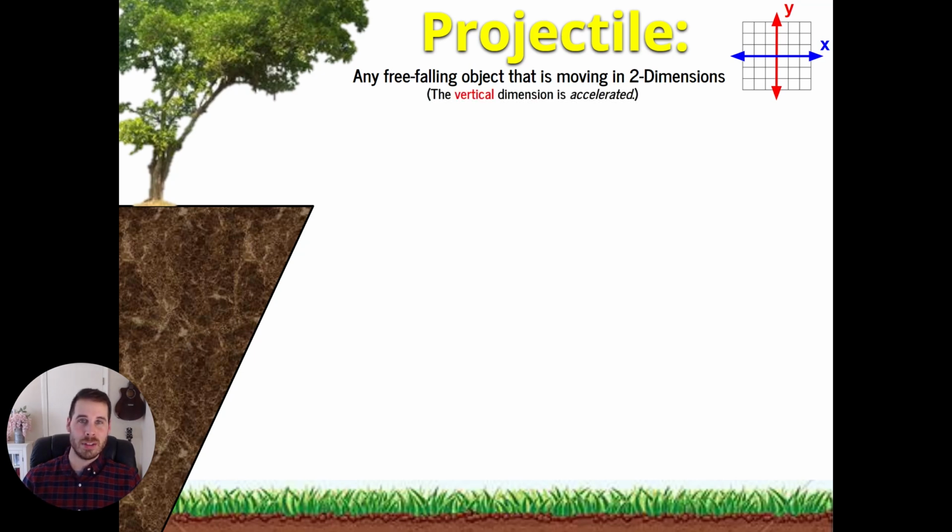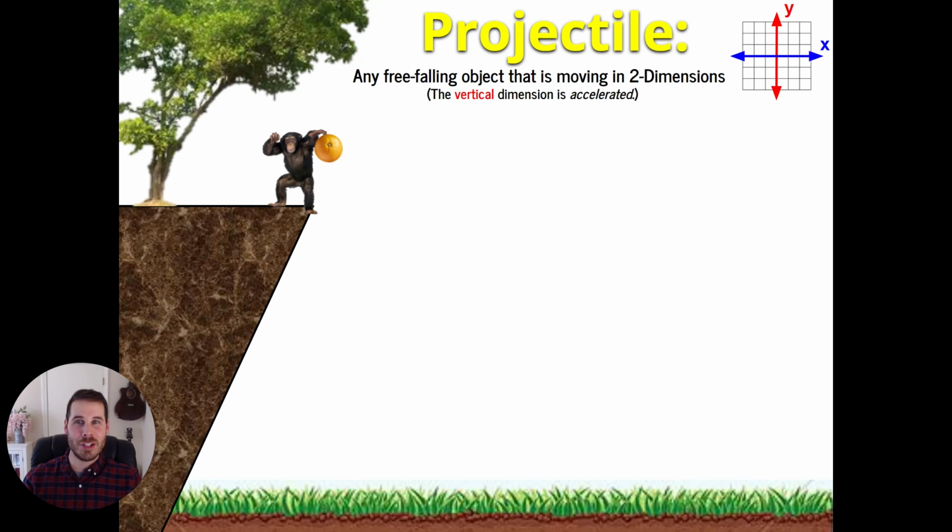So the vertical dimension, that is up and down, is always going to be accelerated for projectiles. What does that mean? It means that things will get faster and faster and faster in that direction, but they won't necessarily get faster and faster to the side. What's the difference? Well, when we're near a planet, gravity is going to make things faster and faster in the downward direction.